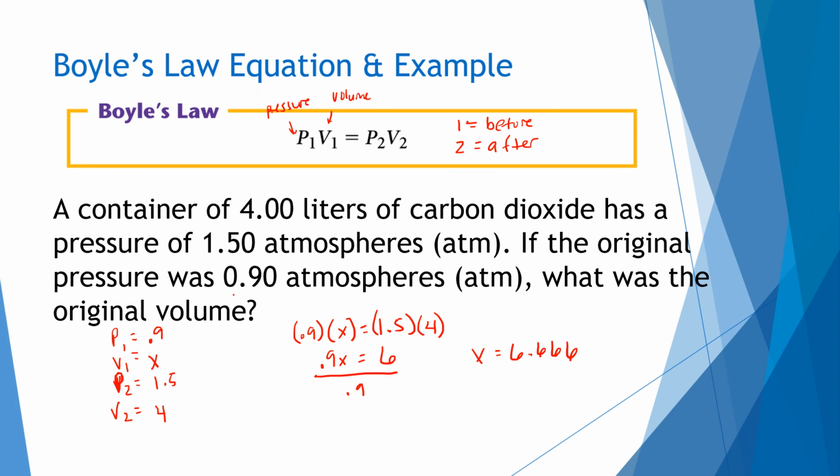Because we're doing chemistry math, we want to make sure to round to the correct number of sig figs, and so our lowest number of sig figs here is 2 from our 0.90, so we're going to round this to 6.7. From there, we have to figure out our units. What's really nice about these problems is that our volume units are attached and our pressure units are attached. So if we're trying to find the original volume, we can look at the volume of what we ended at, which was 4 liters. So that means my original volume must be in liters as well.